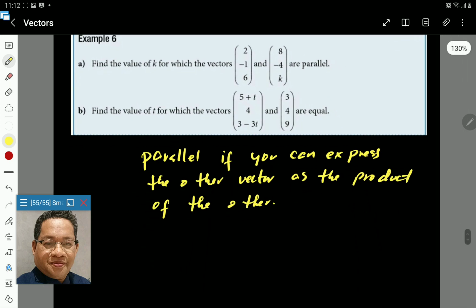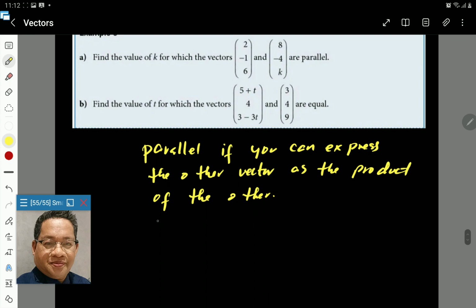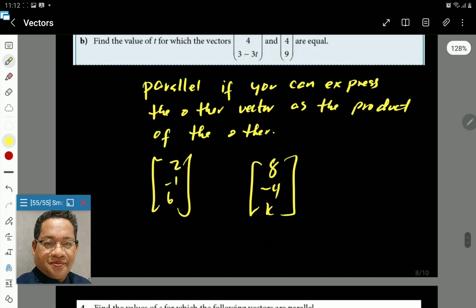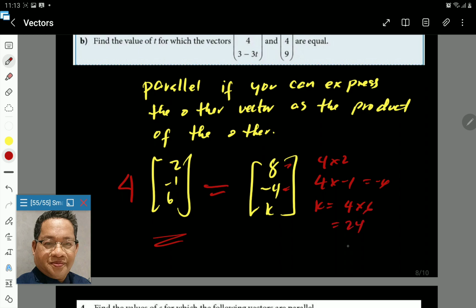Okay, what does it mean? Let's try to look at the question. We have 2, negative 1, 6 and 8, negative 4, k. As you can see, if you multiply this one by 4, you will get this one, right? 4 times 2 is 8. 4 times negative 1 is negative 4, which is that one. So therefore, k is equal to 4 times 6, which is equal to 24.